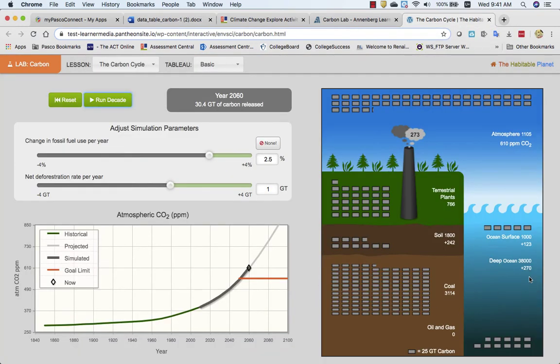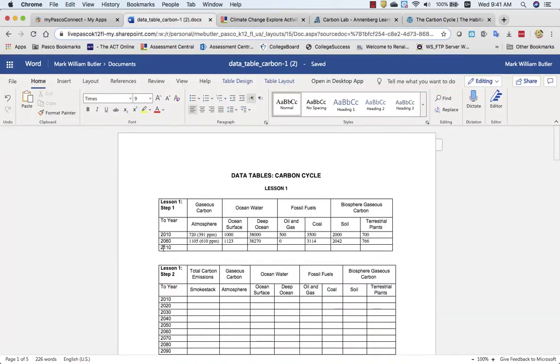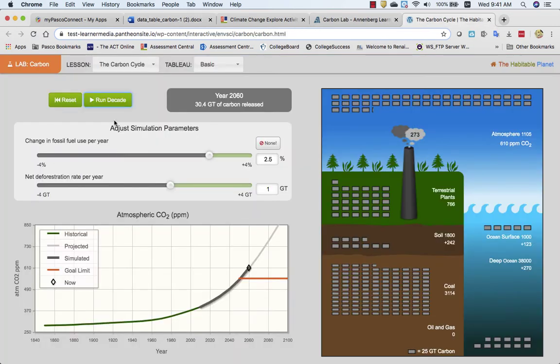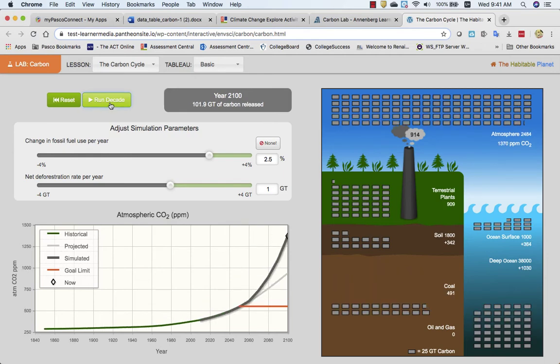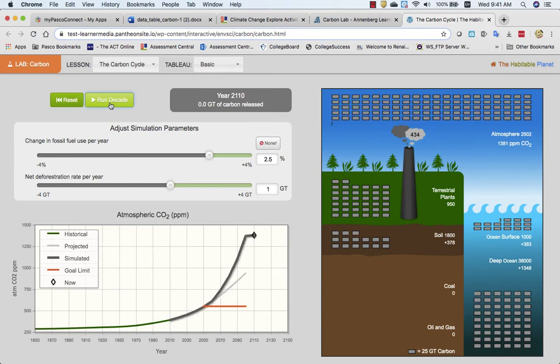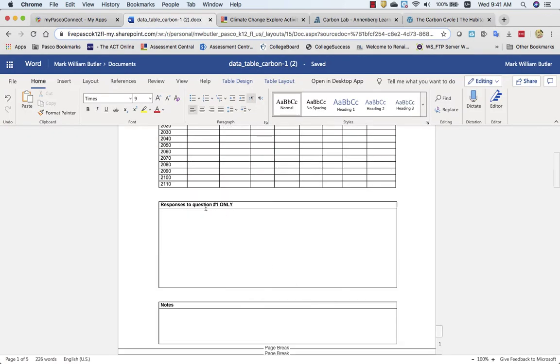And we can keep doing this. The next point on our data table is 2110. You would adjust your values and click run decade until we get to 2110. That's another 50 years. There's 80, 90, 2100, 2110. And here we are. You're going to take those numbers just like we did before and put those into your data table. I'm not going to do that right now. So we finished this first part. Let's look at our data table, and it says response to question 1 only.